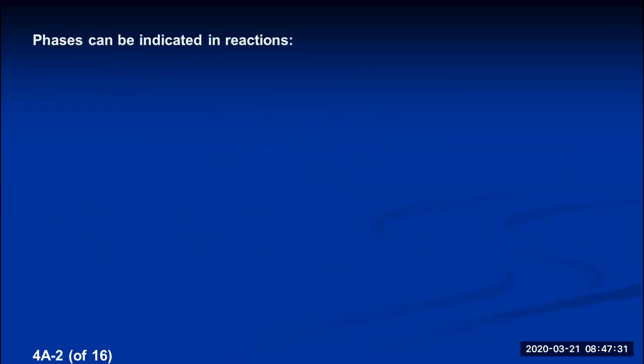Now, additional information can be given in a chemical reaction. You can tell whether the reactants and products are solids, liquids, or gases by using a little symbol after each reactant or product. If a substance is a solid in a chemical reaction, we put a little S in parentheses after it. If something's a liquid, we put a little L in parentheses after it. If it's a gas, we put a G in parentheses.